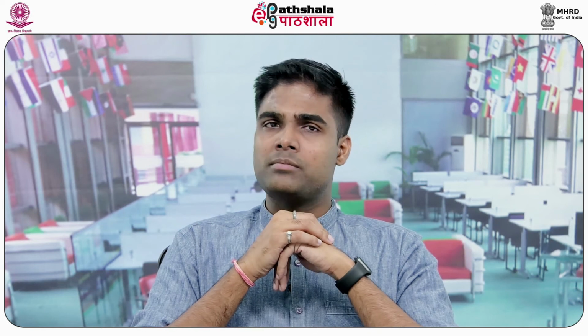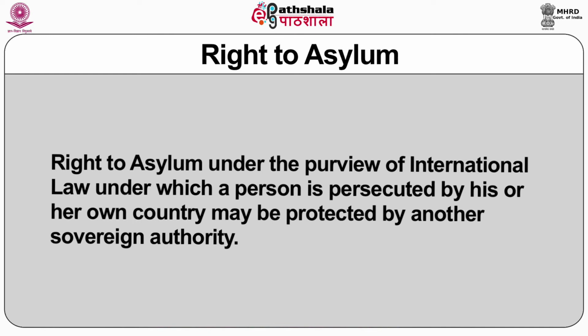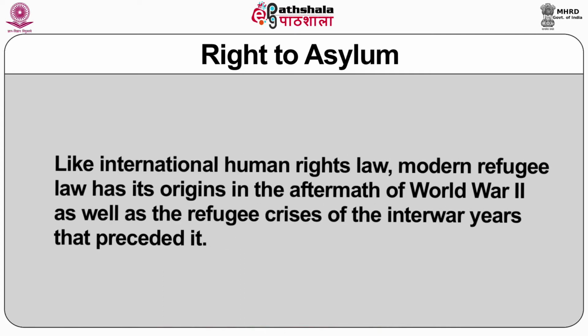Let us now talk about the right to asylum. Right to asylum under the purview of international law is one under which a person who is persecuted by his or her own country may be protected by another sovereign authority. Like international human rights law, modern refugee law has its origins in the aftermath of World War II, as well as the refugee crises of the interwar years that preceded it.